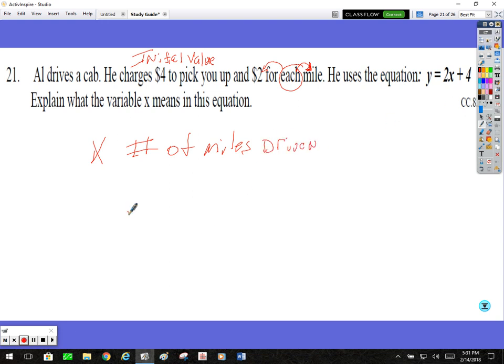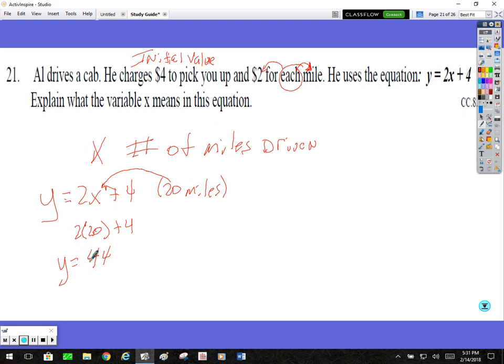What if it gave me this equation and said, what would it cost using this equation? What would it cost if Al came to pick you up and drove you, let's just say, 20 miles? What would be the cost of the bill? When you get out, what would you have to pay Al? Well, remember again, miles is your x variable. So all you're going to do is take this number, plug it in right there. So 20 is going in for x. So 2 times 20 plus 4 would be 44. So when you got out of the cab, you would owe Al $44.